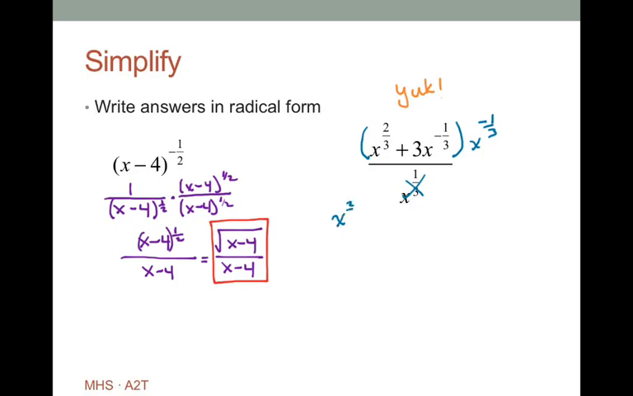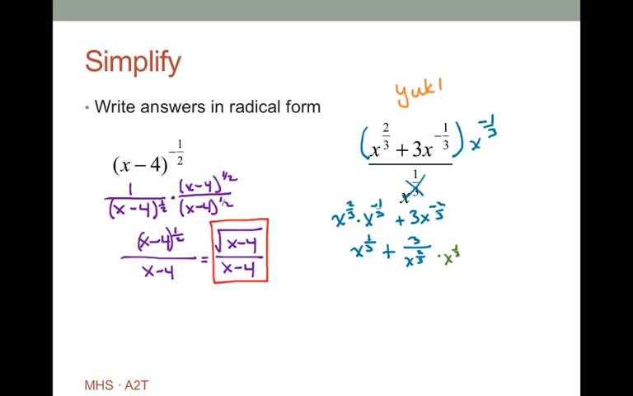And I'm going to get x to the 2/3 times x to the minus 1/3 plus 3 times x to the minus 1/3 times minus 1/3, which I've already multiplied out. It gives you 3x to the minus 2/3. I can combine the exponents on the left and get x to the 1/3 plus 3 over x to the 2/3. We have a fraction in the exponent still in the denominator, so I'm going to multiply top and bottom by x to the 1/3 to get rid of the fraction in the denominator.